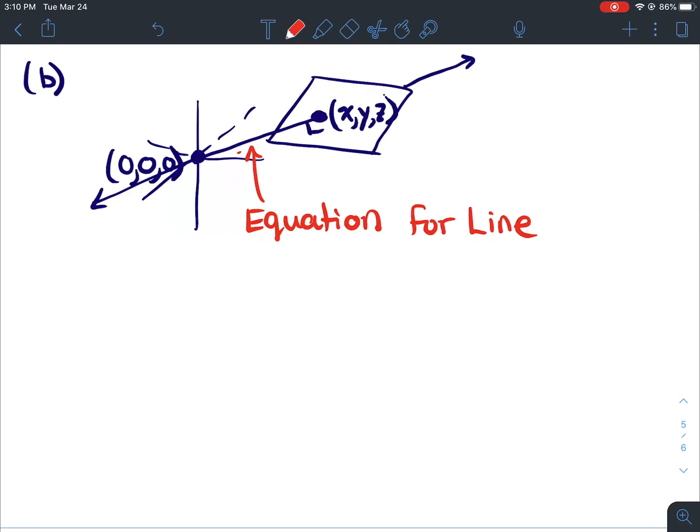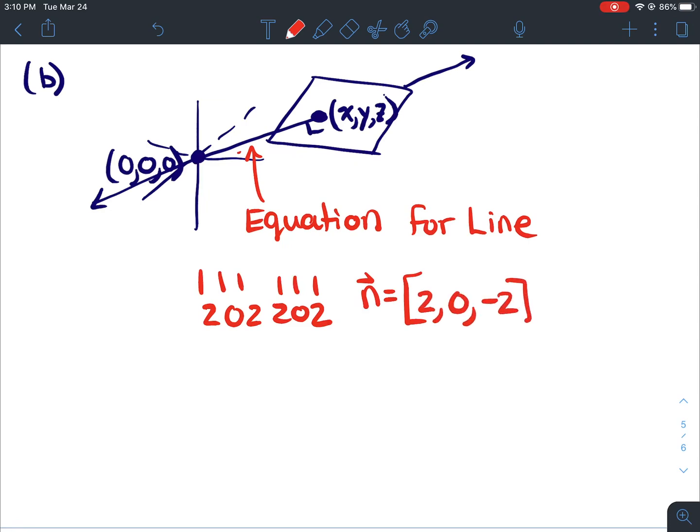We know the line is perpendicular to the plane, so we need a perpendicular vector to the plane, which unfortunately is in vector form. So let's do the cross product with the two direction vectors to get a perpendicular vector. I'm going to take my two direction vectors, which are 1, 1, 1 and 2, 0, 2, and do the cross product to get my normal vector to the plane. Doing that, I get 2, 0, -2.